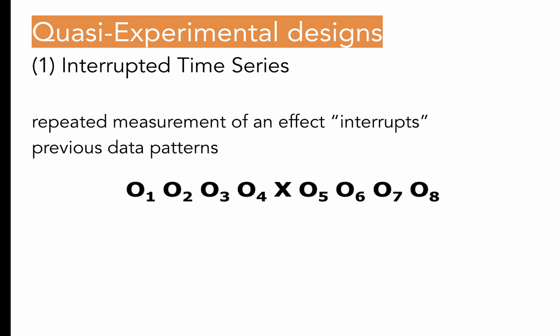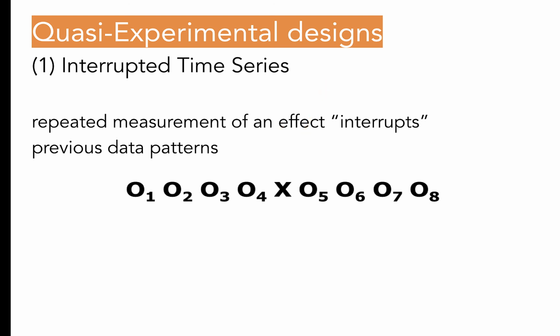Interrupted time series mean that you have multiple measurements of a dependent variable, followed by, at a certain point, an independent variable, and then again multiple measurements of your dependent variable. This is often used in tracking studies, where, for example, a fast-moving consumer good company tracks their sales over time. So every month they keep track of their sales, and then at some point there's a promotional campaign for a product, and then they keep measuring their sales afterwards.